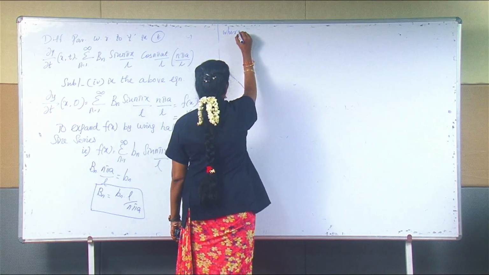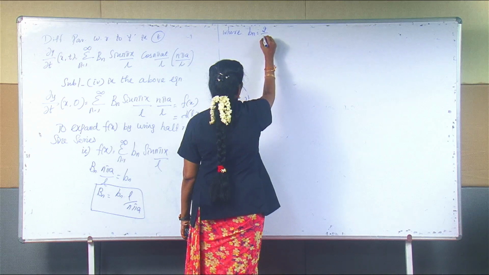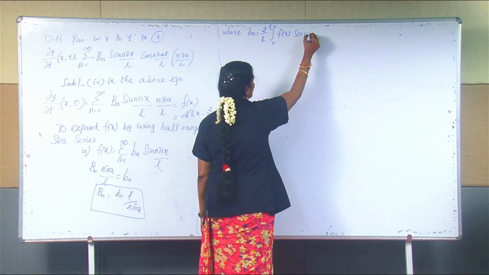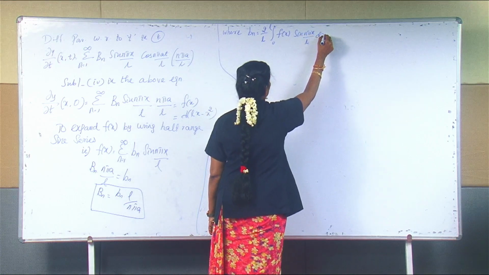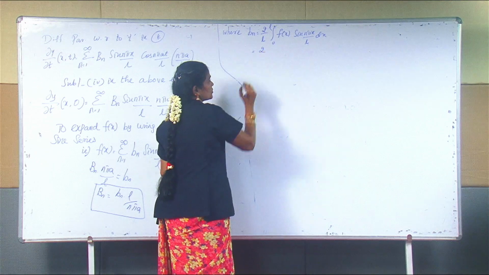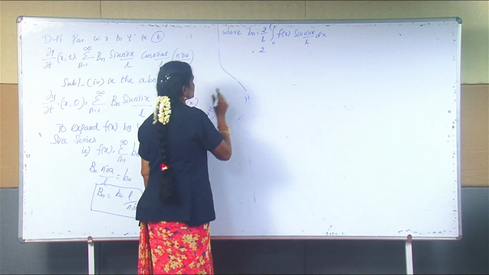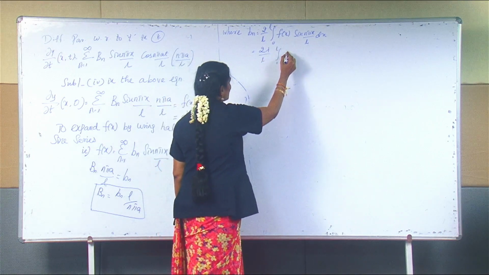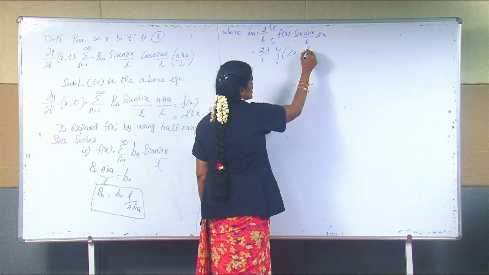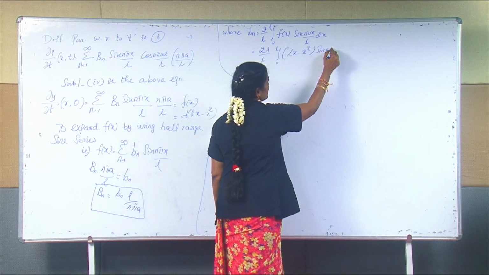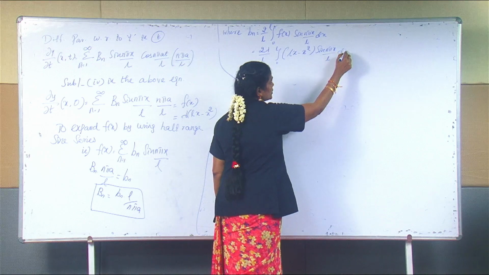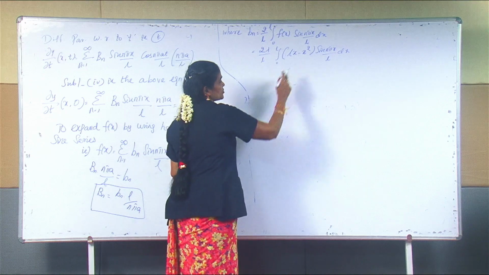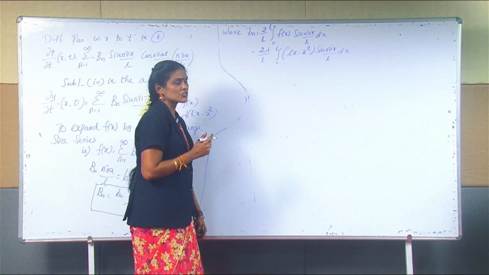Bn equals 2 divided by L, integral 0 to L, f of x into sin n pi x by L into dx. So your function is lambda, which you can take outside, divided by L, integral 0 to L, your f of x value is Lx minus x square into sin n pi x by L into dx. Here also you have to integrate this function by using Bernoulli's formula, because we have two functions in x.